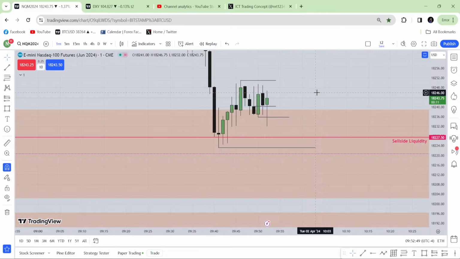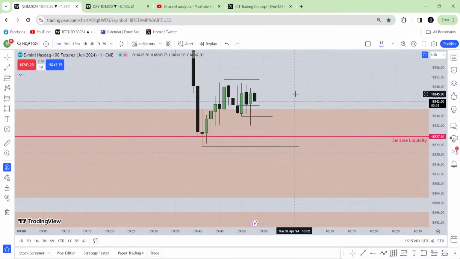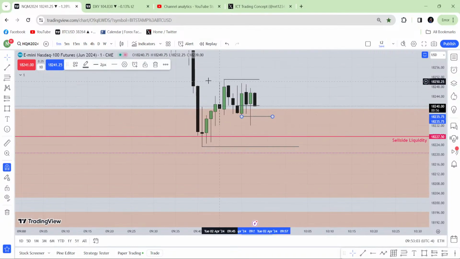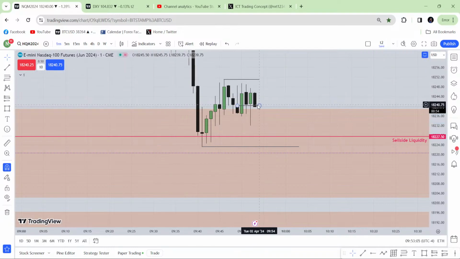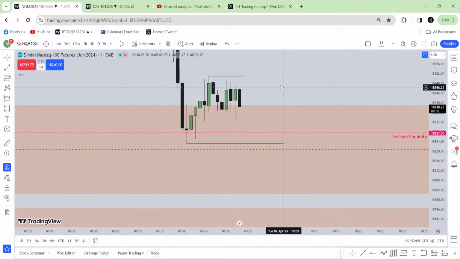News is coming. Okay, there is news coming, around 10. Okay, I got it. A shifting low is valid for shifting market structure. If I get it, I'll be happy to see it already. Okay.